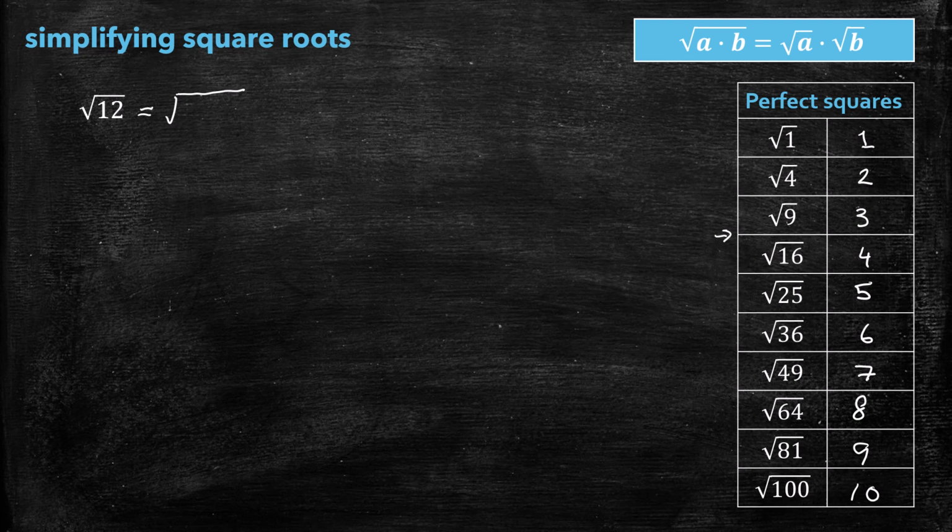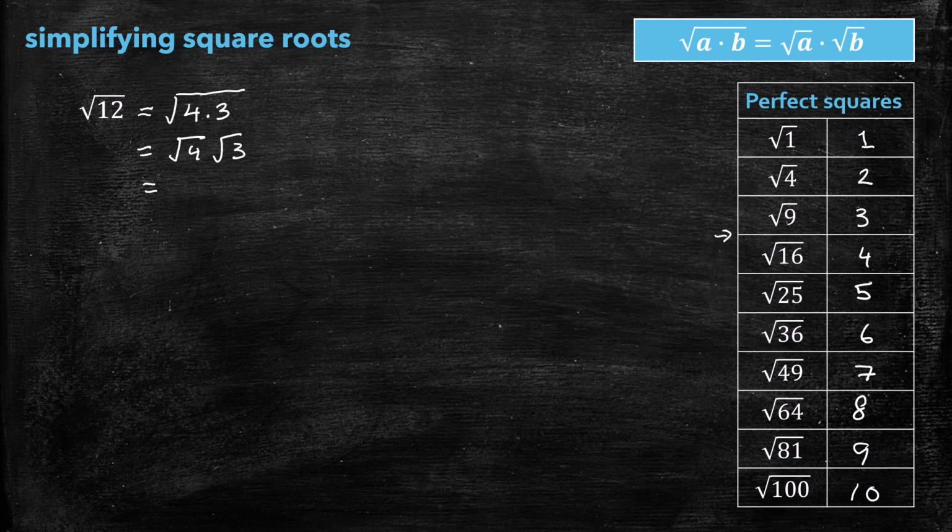So now for example, 12 is 2 times 6, but I don't know either of those square roots. They're not in that table of perfect squares. So I look for another one and I think, well, 4 times 3. Okay, so now once we've acknowledged 12 is 4 times 3, we can use the property that the square root of the product is the product of the square roots.